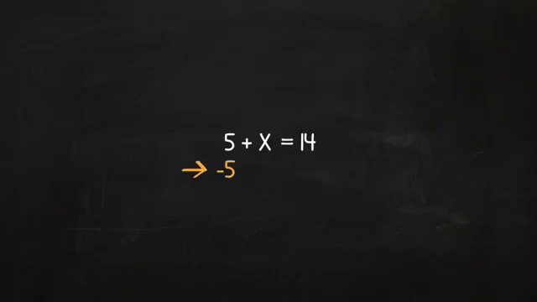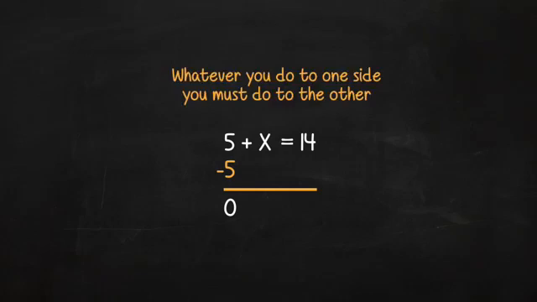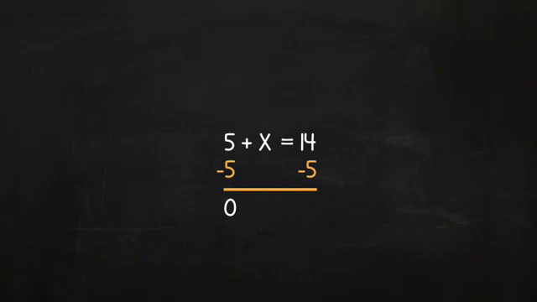Take 5 away from this side. That is a good way of getting rid of the 5 because 5 take away 5 is 0. But remember our very important rule. What you do to one side, you must do to the other. So take away 5 from this side too. Now that the 5 is gone from this side, X is by itself, and X equals 9.